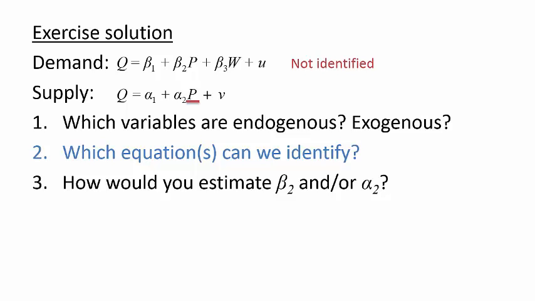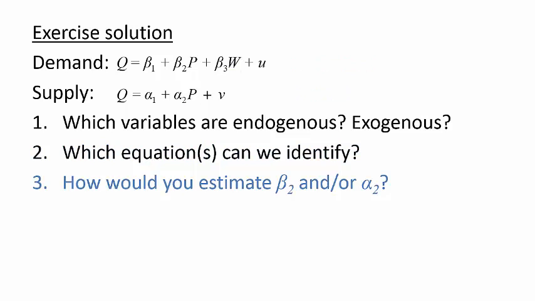Next, let's look at the supply equation. Supply also has an endogenous independent variable P, so we turn to the demand equation to look for an exogenous source of variation. Now there is such an exogenous variable W. The exogeneity of W in the demand equation enables us to estimate the supply equation, so supply is identified.